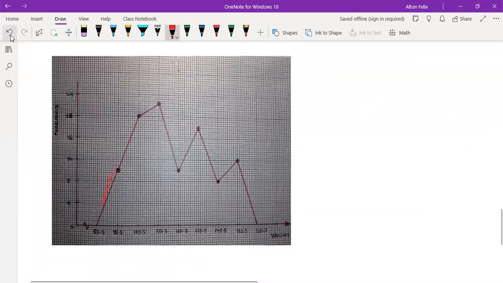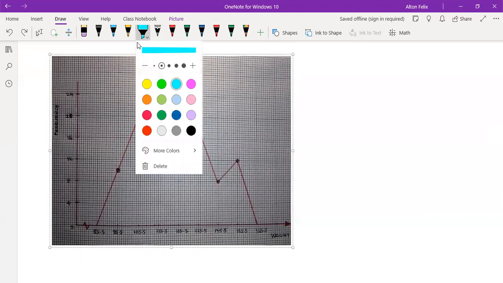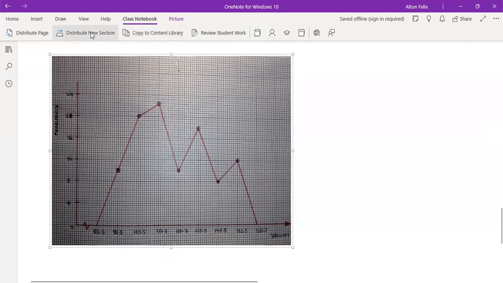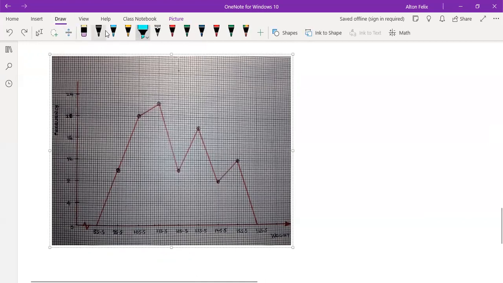Let me highlight it for you instead. Notice how it's highlighted all the way down to the axis here, which I just showed you. This line as well as this line here, all the way down to the axis. And notice this is your 165.5 and this is your 85.5. So that's your frequency polygon.